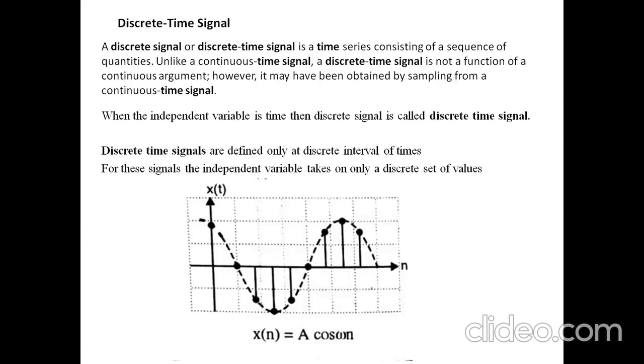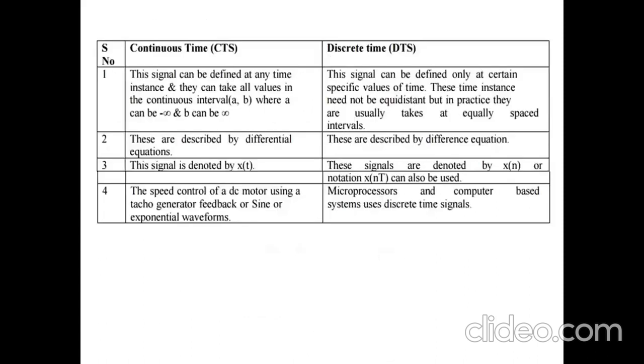Now the next one is we will compare the continuous time signal and discrete time signal. In terms of a continuous time signal, you can say like this: the signal can be defined at any time instant, and it can take all values in the continuous interval (a, b), where a can be minus infinity and b can be infinity.